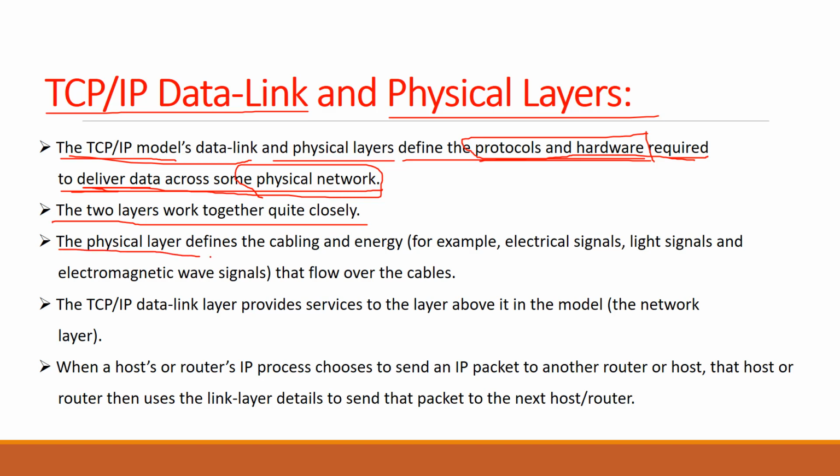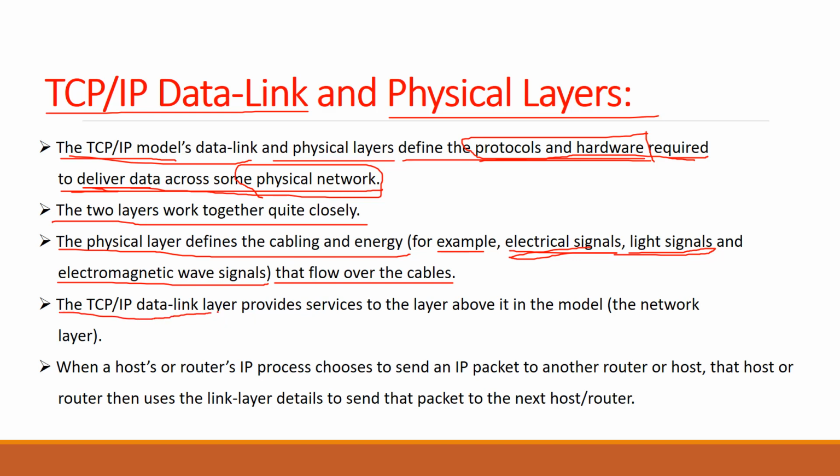The physical layer defines the cabling and energy. For example, an electrical signal if you are using copper wire, a light signal if you are using fiber optic cables, and electromagnetic wave signals in the case of wireless communication. So the physical layer defines the cabling and the energy that flows over the cable or the air as a medium.